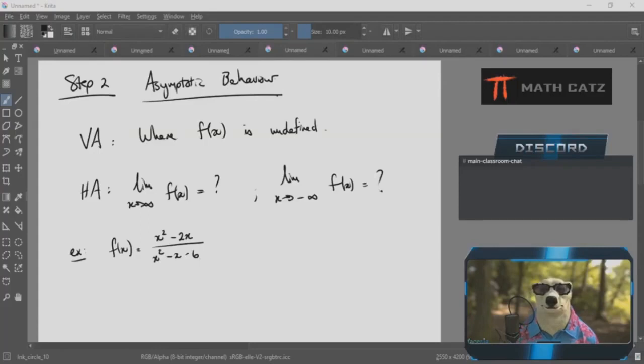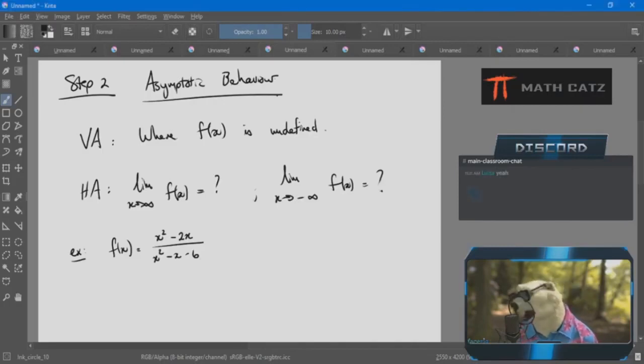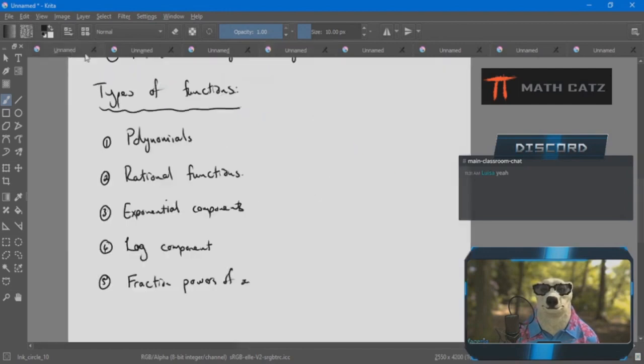Good morning and welcome to our continued discussion on analyzing functions and graphing. Now, yesterday we ended with the beginning of step 2. I'll remind you what the steps are.